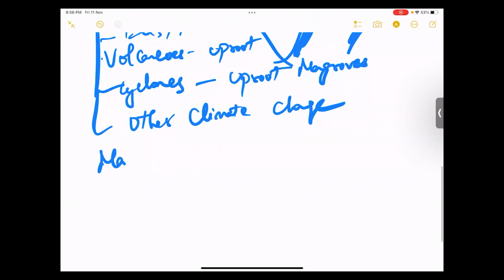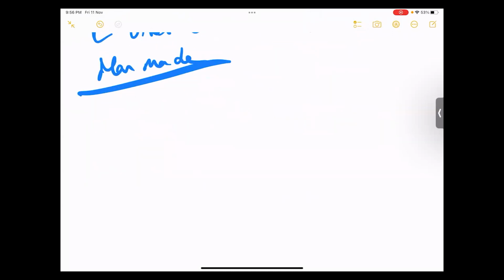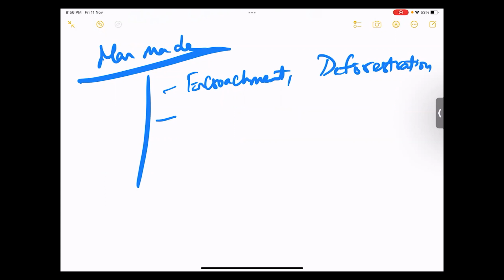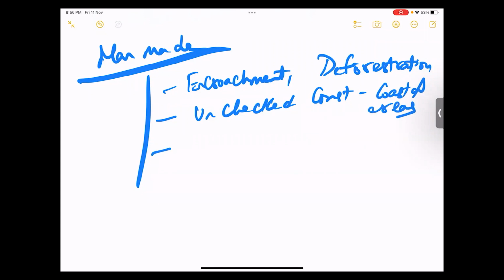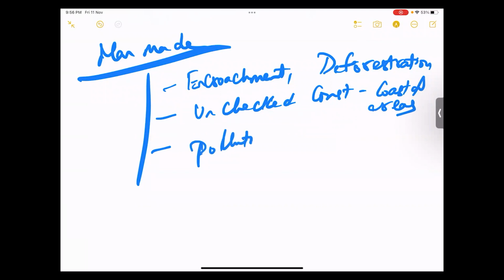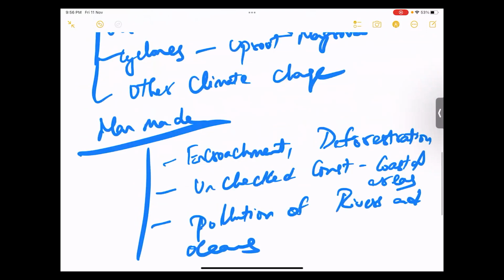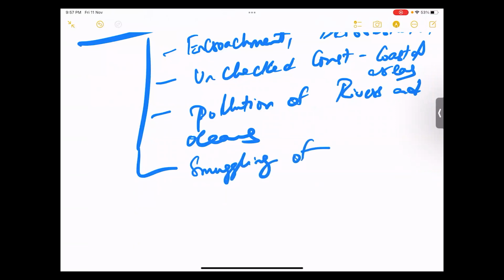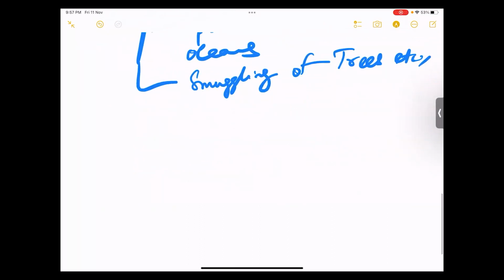And then what are the man-made reasons? Obviously, man-made reasons are prominent in this. One is the encroachment, deforestation, unchecked construction in coastal areas, and then pollution of rivers and oceans. Okay, so these are smuggling of trees, etc.